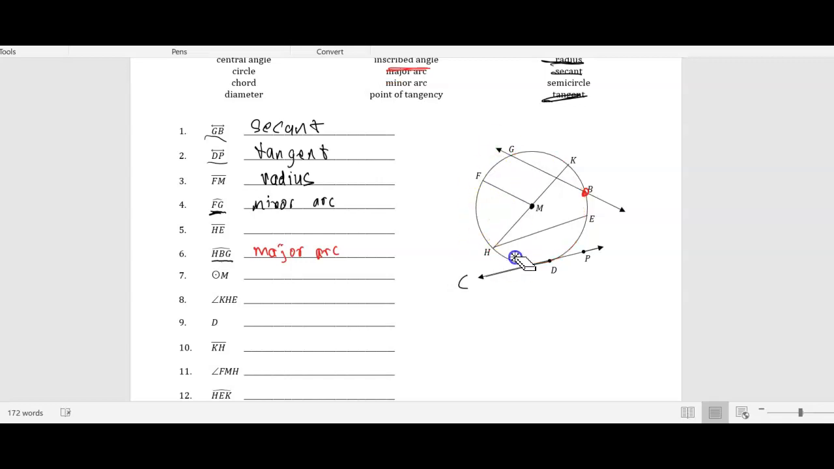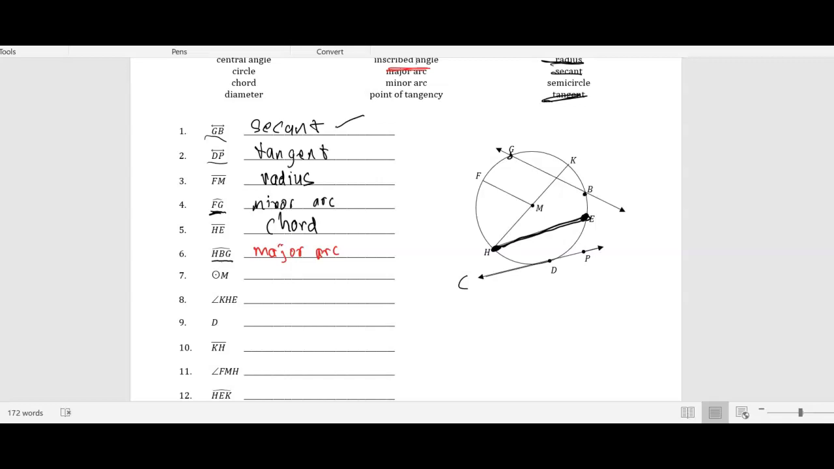Back to number 5. If we wanted segment HE, so if we find segment HE from here to here, it also hits the circle in 2 different spots, but since it starts and stops at those 2 points, that is a chord. As opposed to the secant, the first one, we hit the curve in 2 different points here and here, but since our line continued on, it's a secant. If we start and stop on those 2 points, that's going to be a chord.